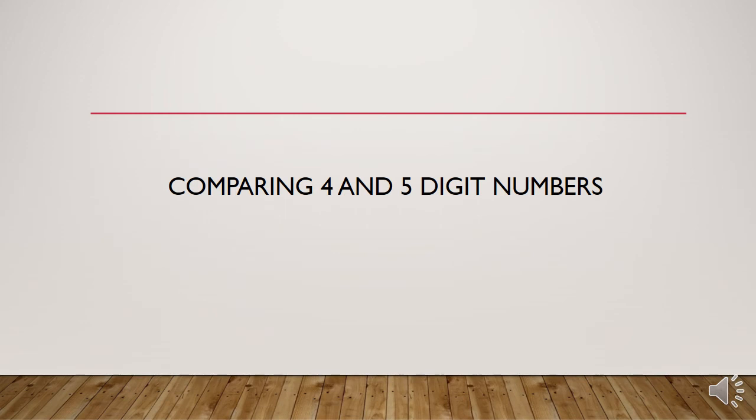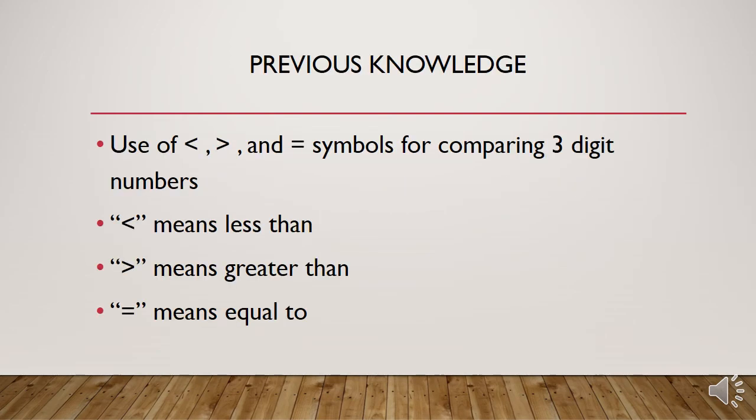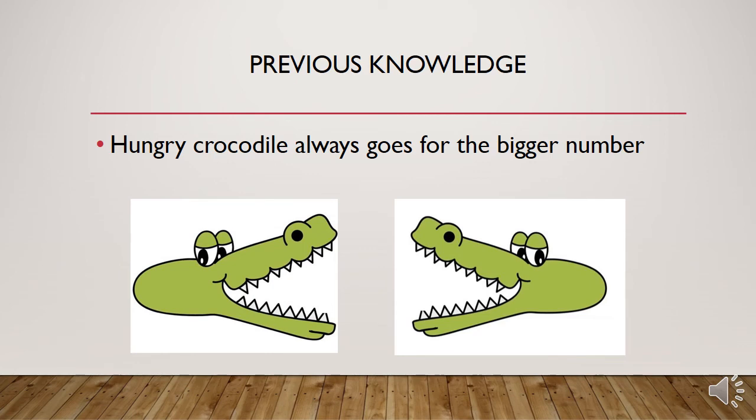Let's move on to the third topic of today's lecture, which is comparing 4 and 5-digit numbers. In your previous class, you have learned to compare 3-digit numbers. You are well familiar with these symbols of less than, greater than, and equals to. I would like you to recall that hungry crocodile who always goes for the bigger number.